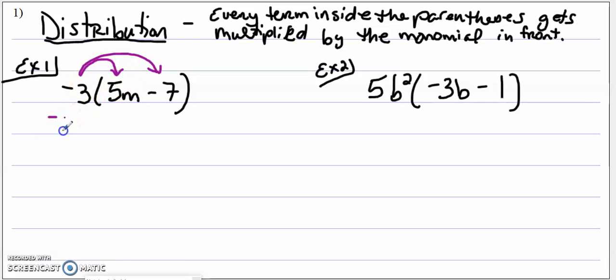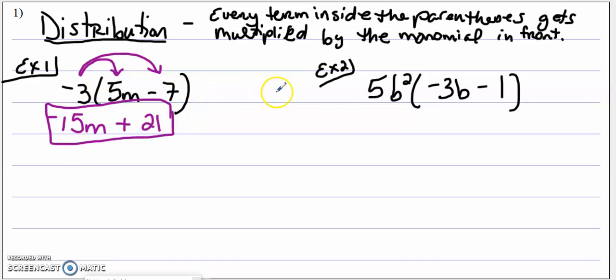3 times 5 is 15. And then this has no variable, but this has an m. Okay, so there's nothing to multiply, so you just bring it down. So negative times negative is positive. 3 times 7 is 21. No variables for either of them, so we are done. Box your answer.